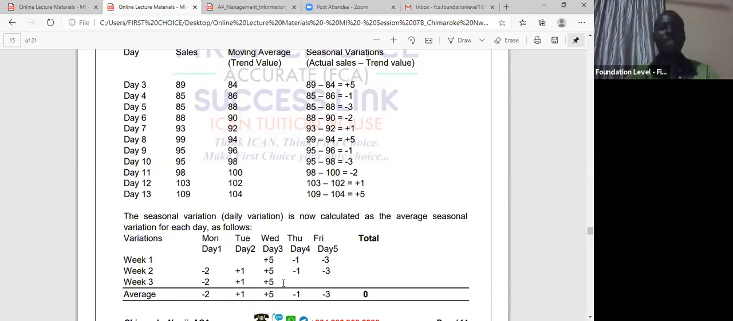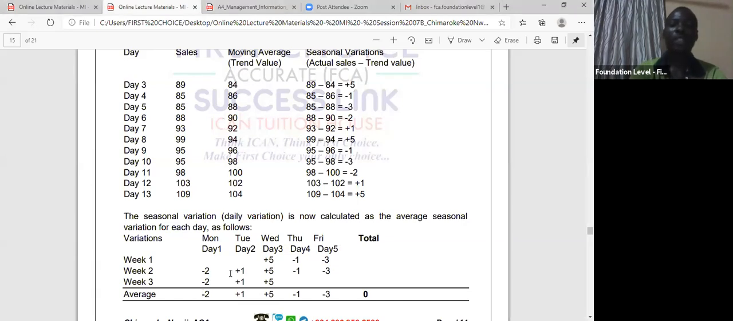Now that you've done that, you look for the average. The average of these two is to add these two and divide it by 2. So let's do it together for the benefit of doubt. Minus 2 minus 2 will give you minus 4. Now divided by 2 observations, it gives you -2.